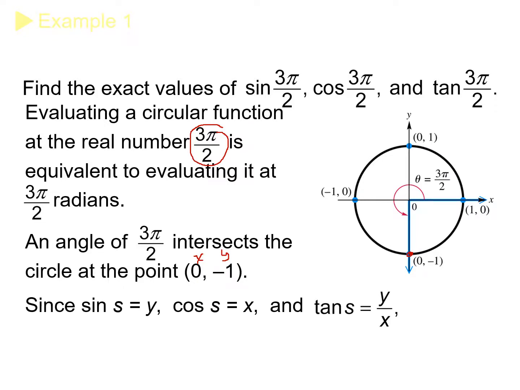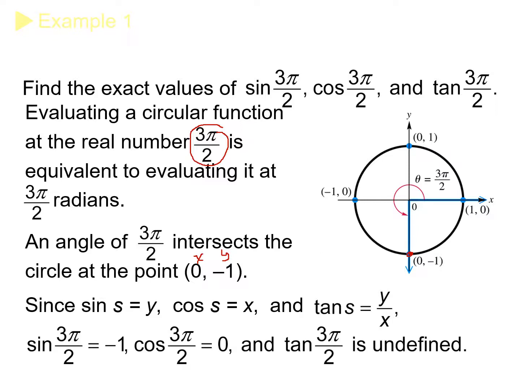So, since sine of s is equal to y, cosine of s is equal to x, and tangent of s is equal to y over x, I see that the sine of 3 pi over 2 is equal to y, which is negative 1. Cosine of 3 pi over 2 is equal to x, which is 0. And the tangent is undefined because I cannot have 0 in the denominator.